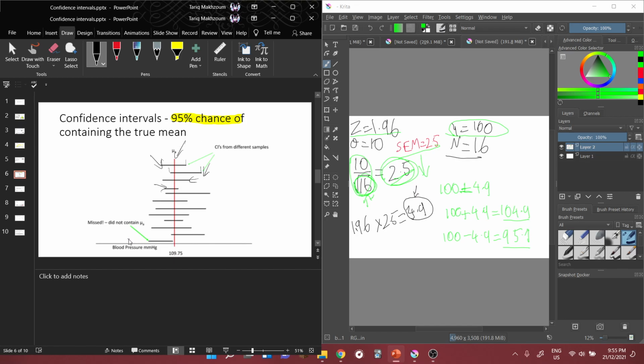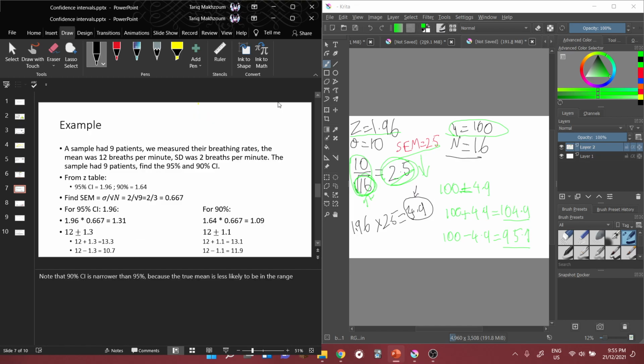But they won't always contain the true population mean. 5% of the time, they won't. And that's why it's a 95% confidence interval, because 5% of the time, the confidence interval won't have the true population mean. Okay, so here's another example.